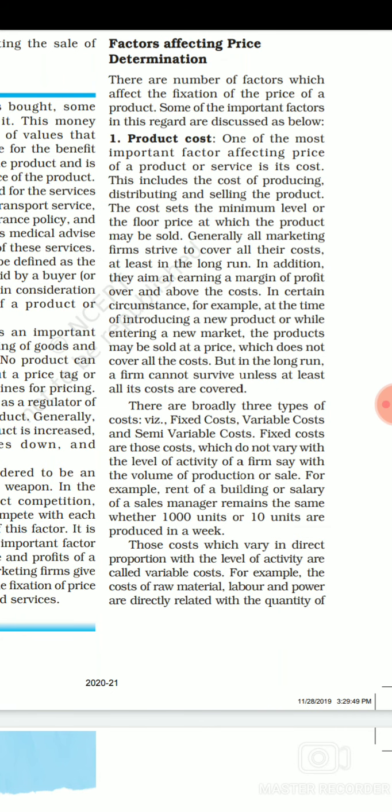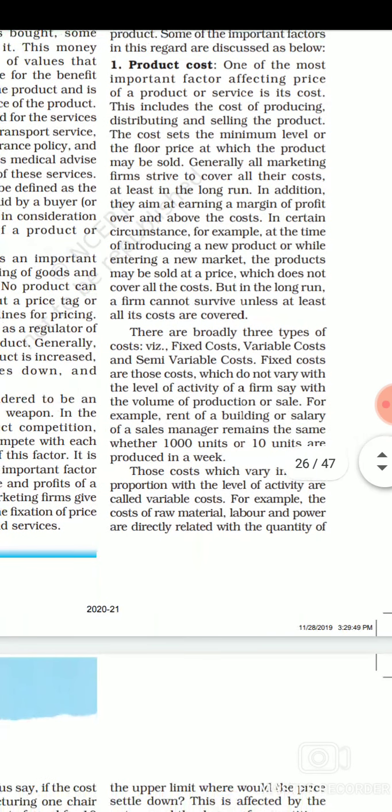But if a new company or new organization is there which is thinking about the long term, so they can also have a little bit less cost for that product, so that the other cost or other money can be recovered later on in the future.